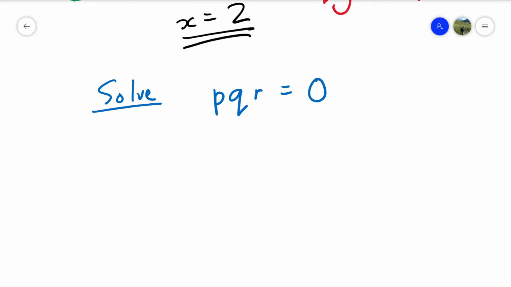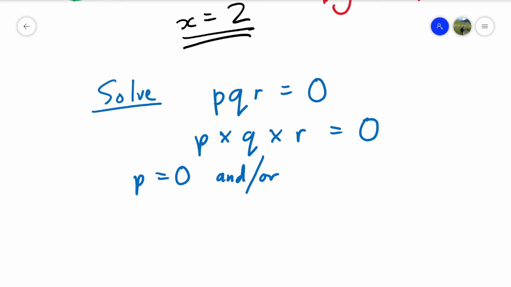Have a go in your own time. Pause the video, and then come back when you're ready. Okay, you're still not sure? Just in case, I want you to pause the video again with the extra information. Remember that it actually means p times q times r is 0. Okay, and the answer is p equals 0 and/or q equals 0 and/or r equals 0.